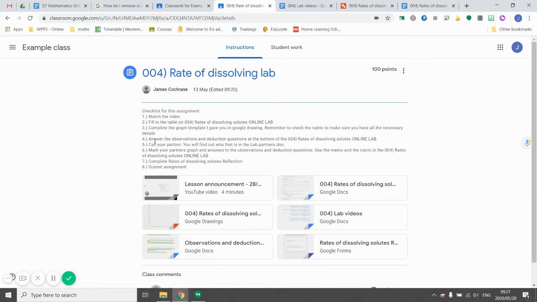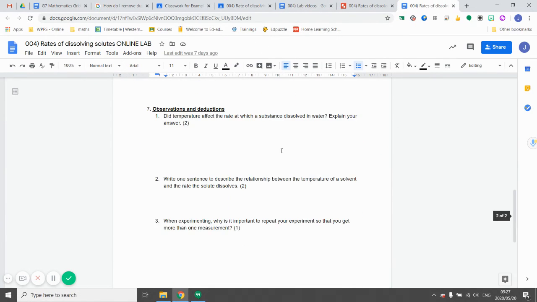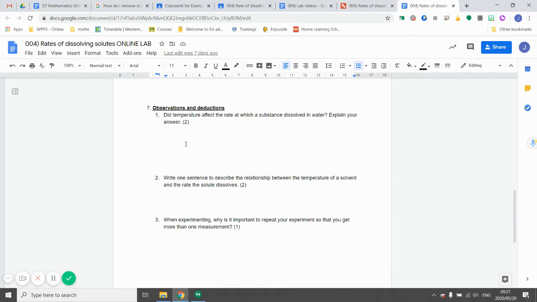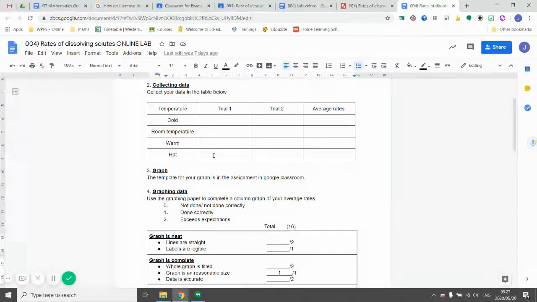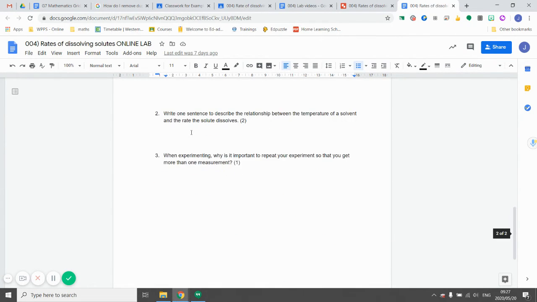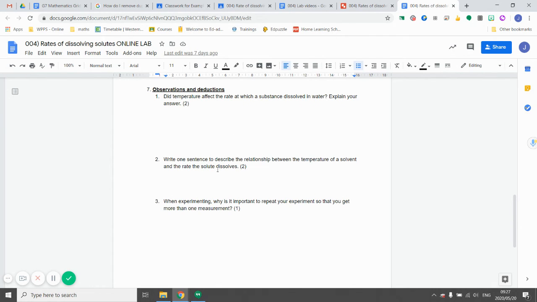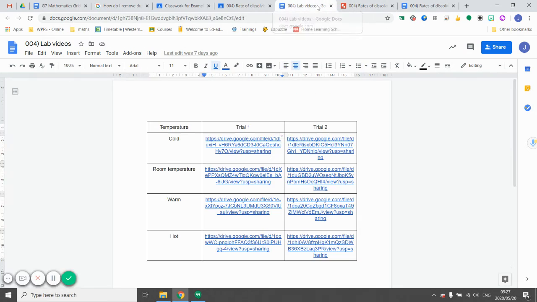Then you go into step 4, answer the observations and deduction questions at the bottom of the 004 rates of dissolving solutes online lab. So we go here, and there, observation and deductions. Now you're going to use the information you collected here and put into a graph to start answering some questions about what you learned, okay? So you're going to fill those in. All right, so that's the step 4.